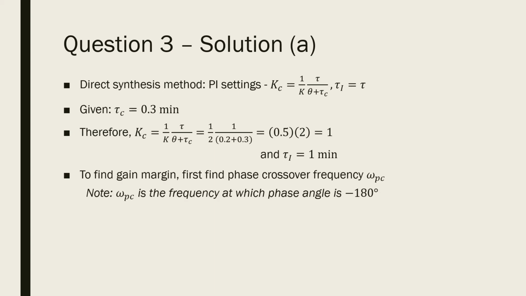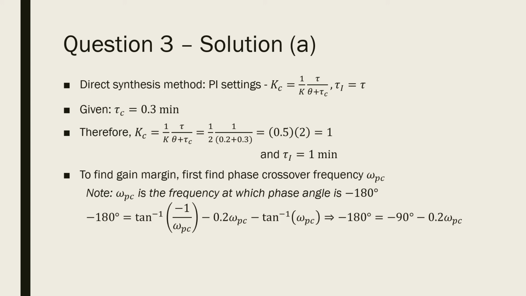To find the gain margin, we first need to find the phase crossover frequency, that is, the frequency at which the phase angle of the transfer function is minus 180 degrees. Therefore, equating the phase angle expression to minus 180 degrees, we get the phase crossover frequency to be 7.85 radian per minute.